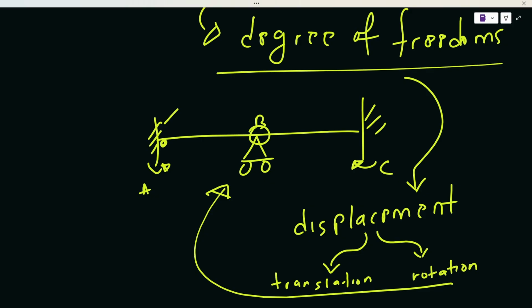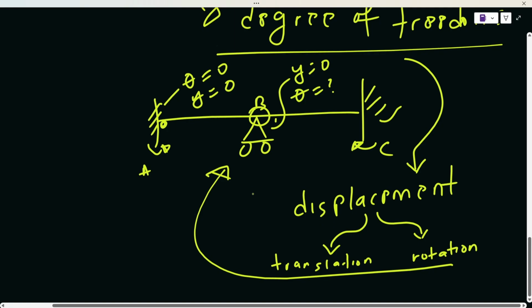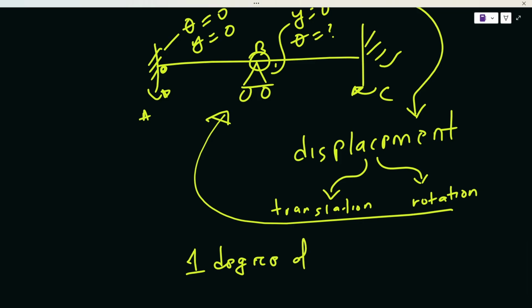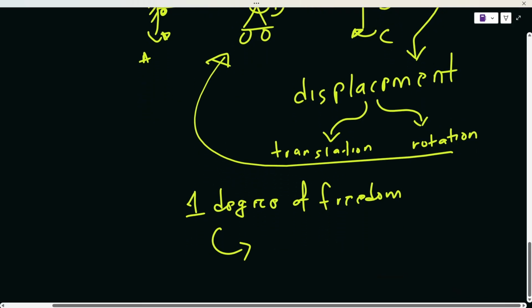Let's look at it. Here at A, the slope is known and the displacement is known. At B, the displacement is known, but the slope is unknown. Here at C, it is the same thing as what happened at A. So in essence, we can say that this structure has just 1 degree of freedom, because it has 1 unknown rotation at B.